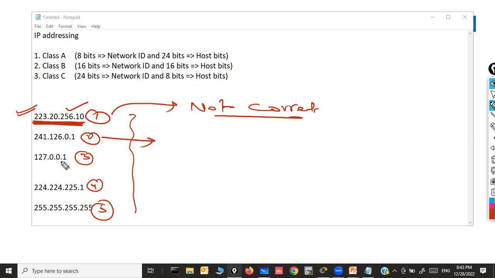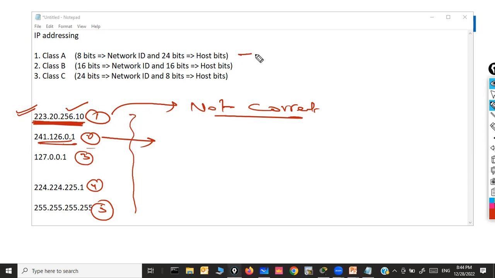241.126.0.1. Will that work or not? Yeah, it will work. What is the class of this IP address? To which class does this IP address belong? Class B? No, it's C. I think it was class E, I believe.